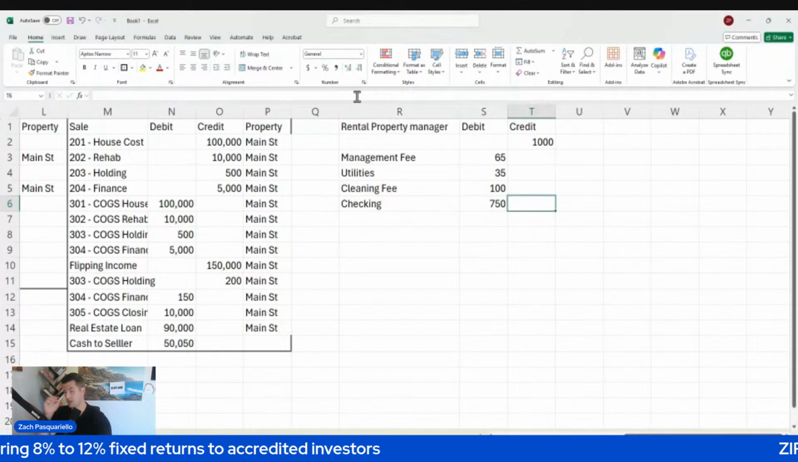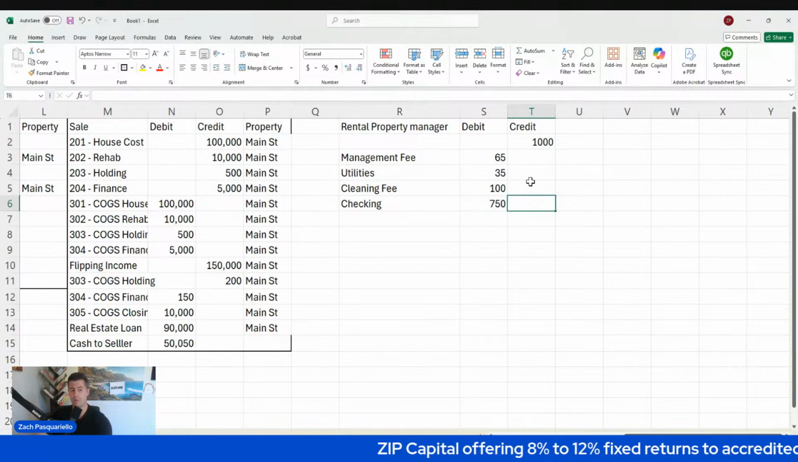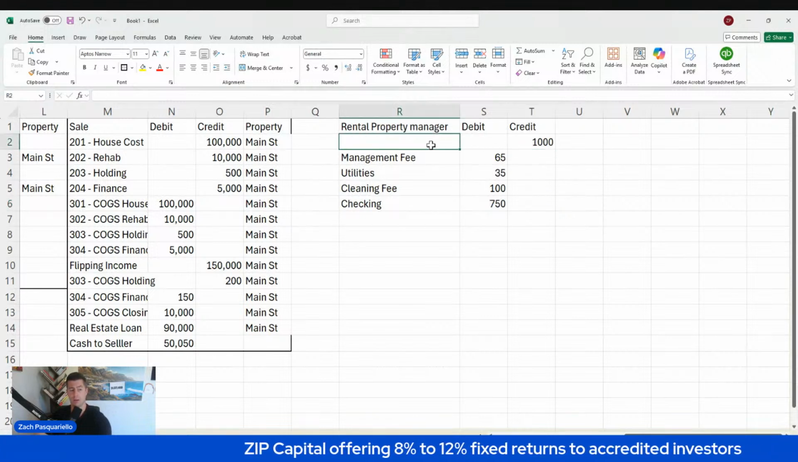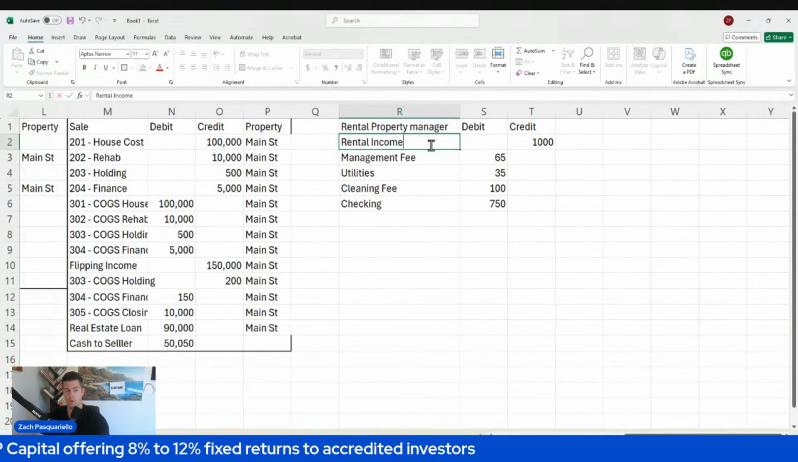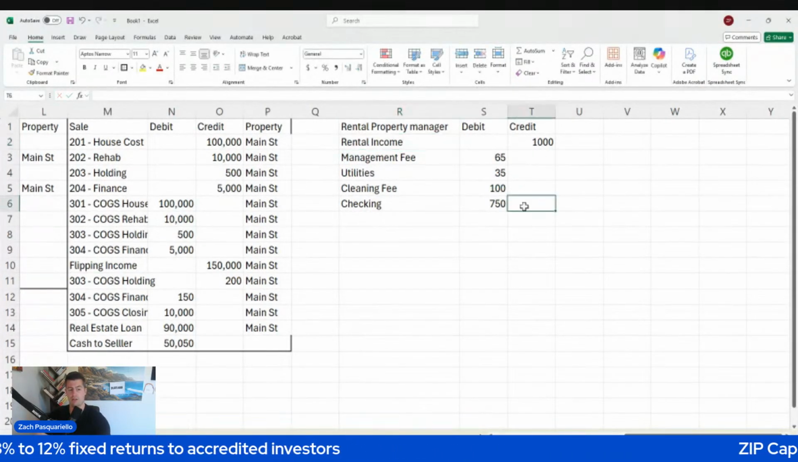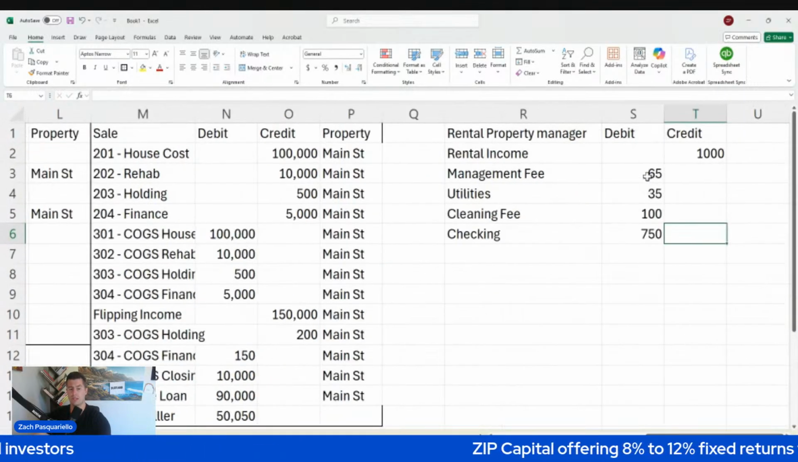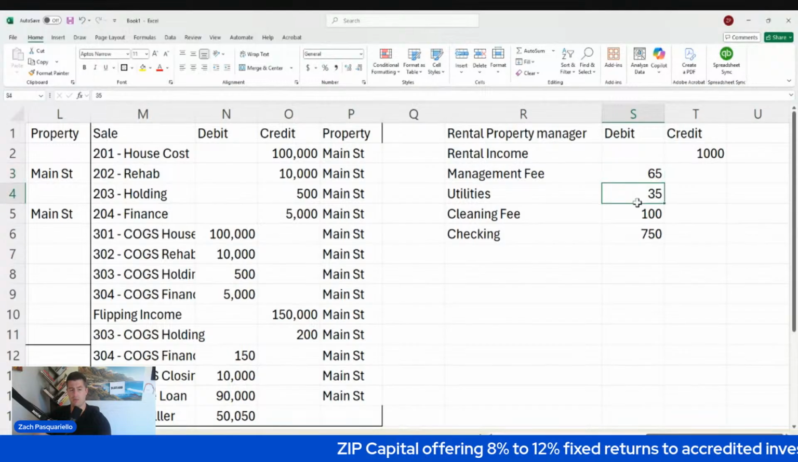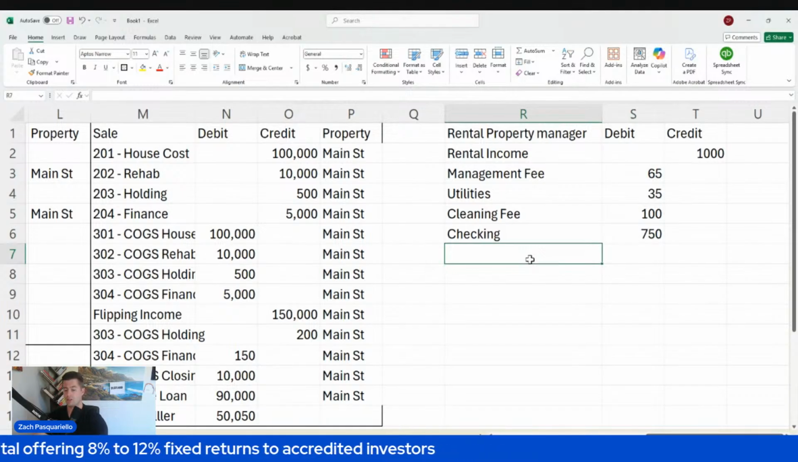It's confusing if you don't do this journal entry, and it gets even more confusing when you have multiple properties. The rental income was $1,000, but you only received $750. Here's why it's confusing: we have the management fee, the utilities, and the cleaning fee, and this equals $950. So we have a $50 difference.